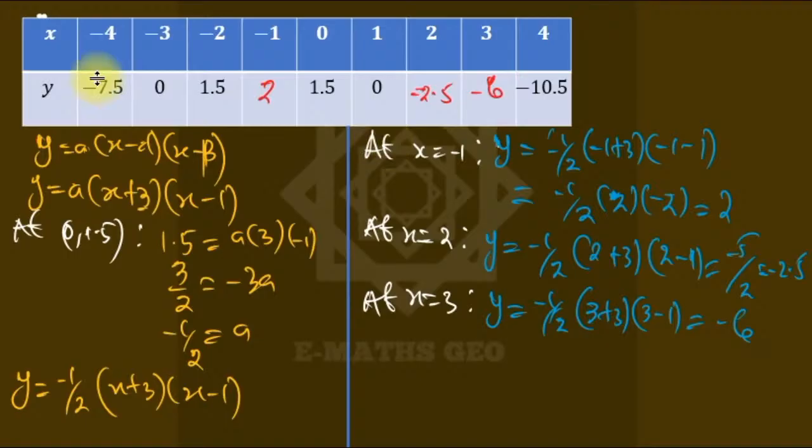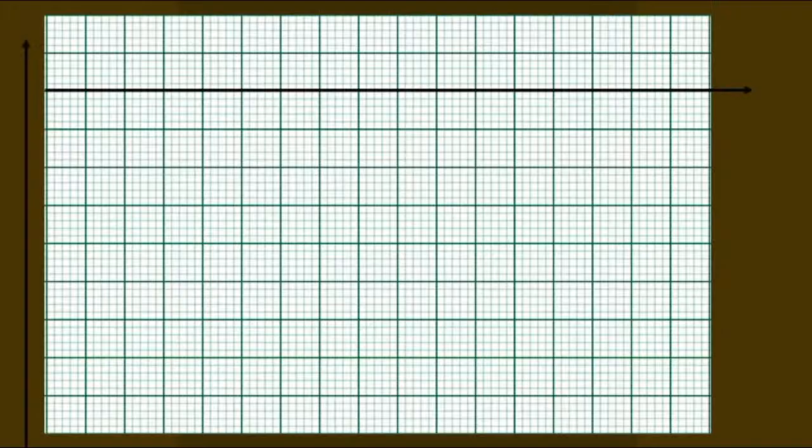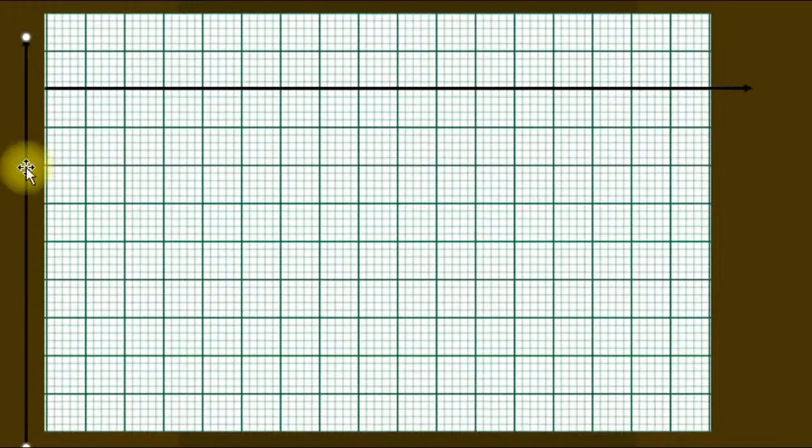As you can see, x has the minimum of minus 4 and maximum 4. But for y, the minimum is minus 10.5 and the maximum is 2. So the origin will go up so that it will contain more negative. We have equal positive and negative for x, but for y we have more negative. So the origin will go up.